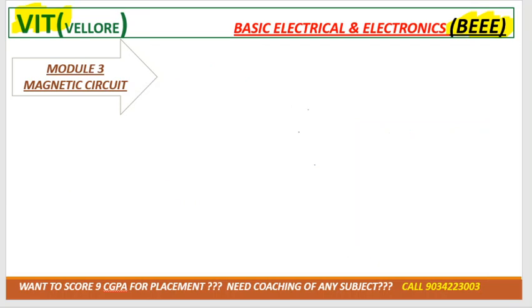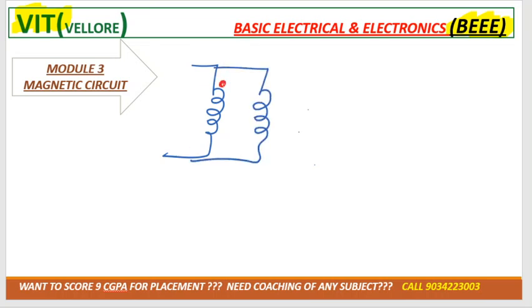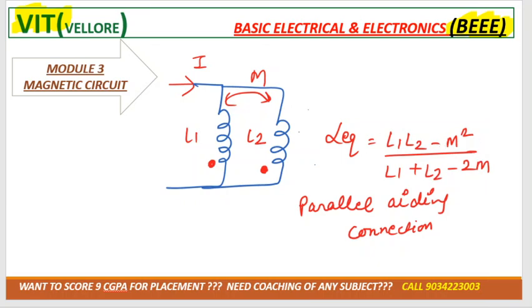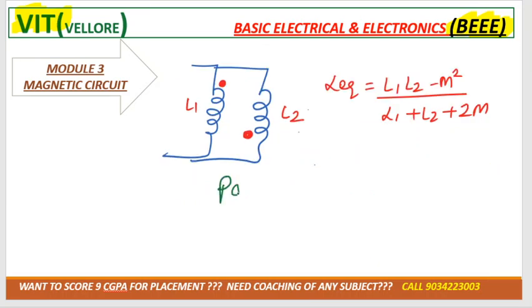Now the next case: if two inductors are connected in parallel, but it is a parallel opposing connection. Opposing means here current is entering and here current is leaving, right? L1, L2. So L equivalent is how much? L1 L2 minus M square divided by L1 plus L2 plus 2M. In the previous case it is minus 2M and in this case it is plus 2M. So this is known as parallel opposing connection. Got it?